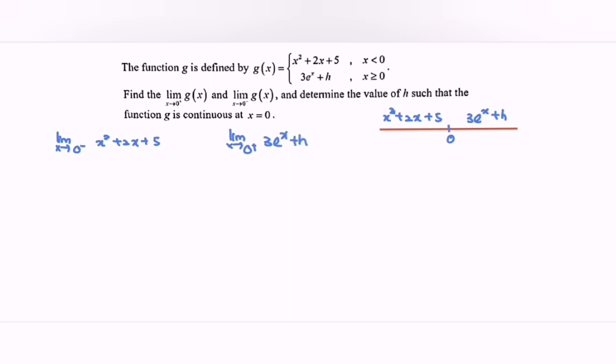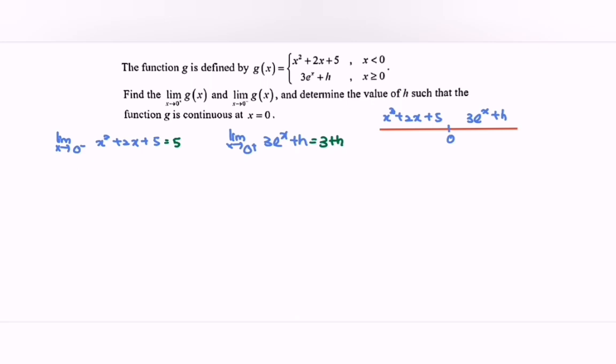So focus on the left hand side. If we substitute 0, we will have 5. On the right hand side, if we substitute 0, we will have 3 plus h. So that is the limit when x approaching 0 from the left and 0 from the right. And determine the value of h such that the function g is continuous at x equals 0.